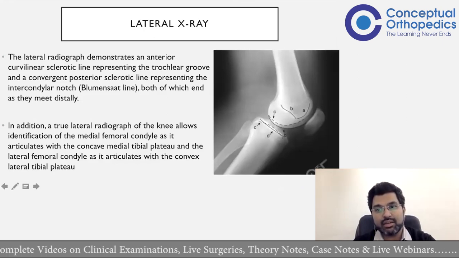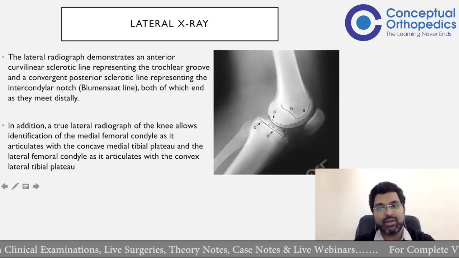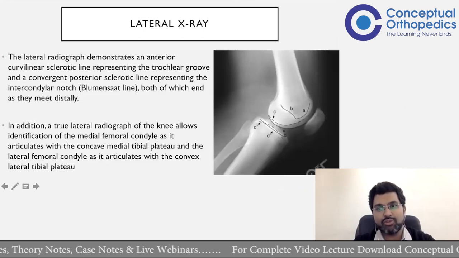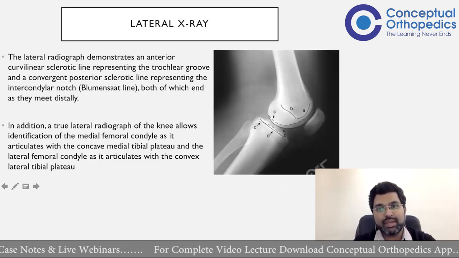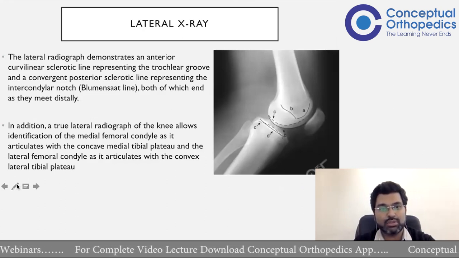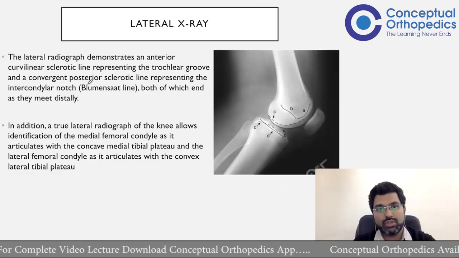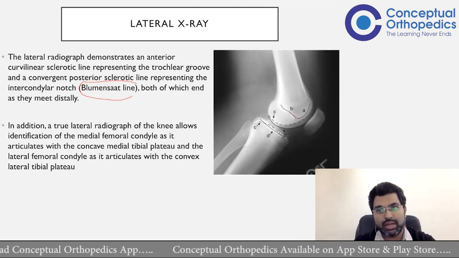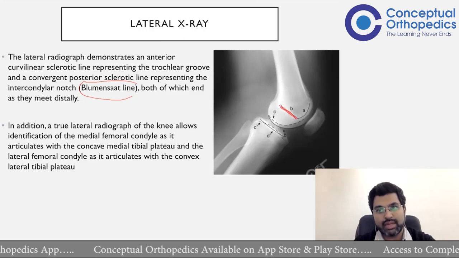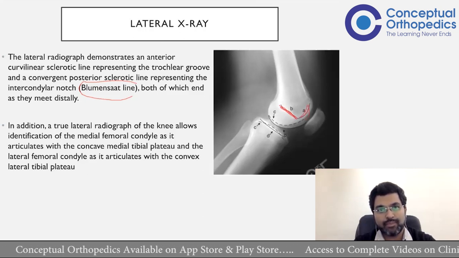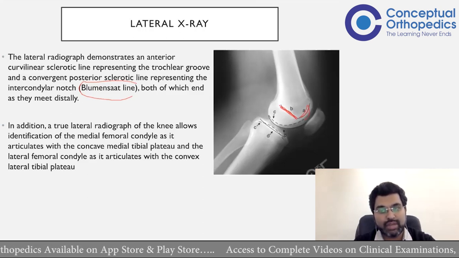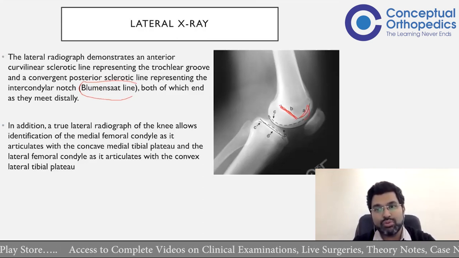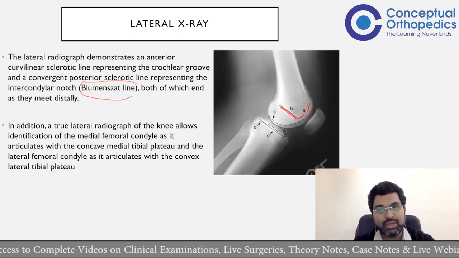On the lateral side, we have already discussed these fine radiographic landmarks. This line A represents the trochlear groove. This line B, which is the Blumensaat's line, a sclerotic line like this, represents the notch. And they meet distally. This is very important when we talk about surgical management. And in a true radiograph, both the condyles should overlap, so both these lines should be seen as one.